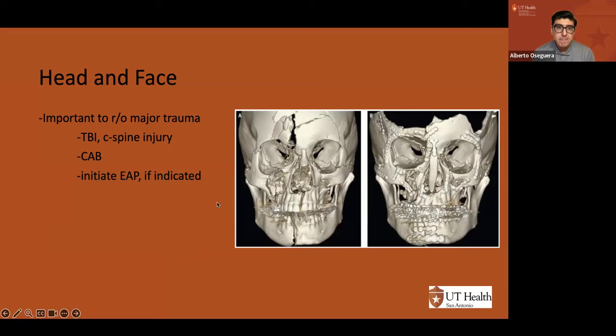So any sort of cardiovascular event that could occur, you want to evaluate airway, and then breathing, of course, as well, and initiate any sort of emergency action plan, of course, if it's indicated for any of these traumatic events.